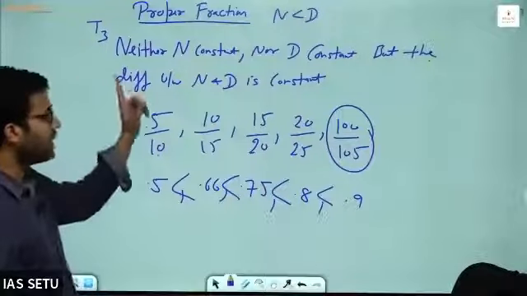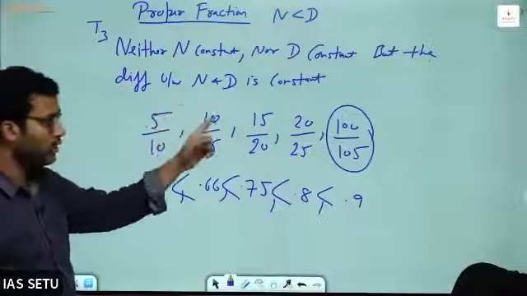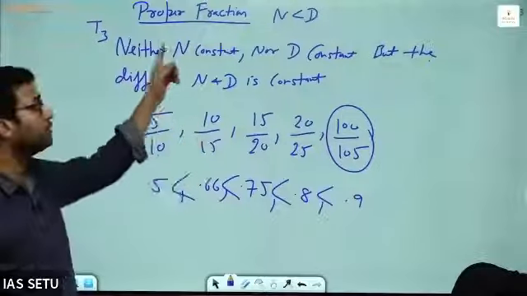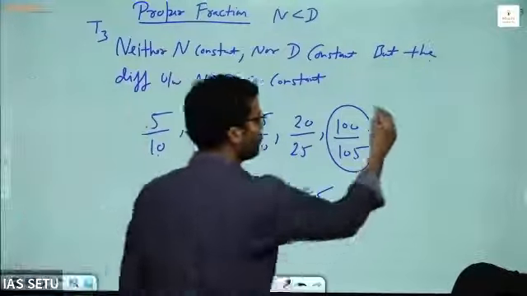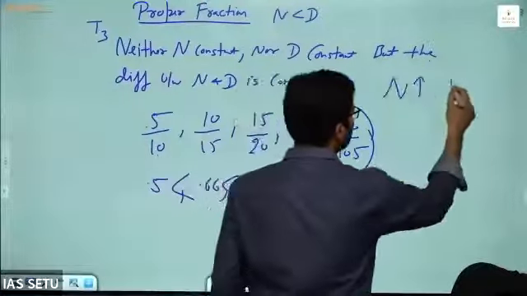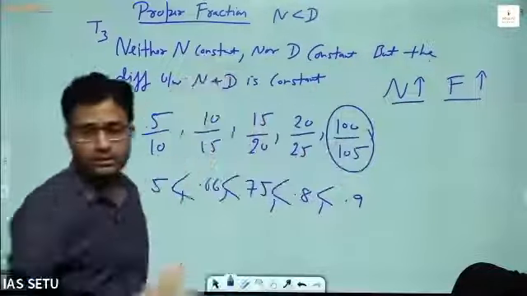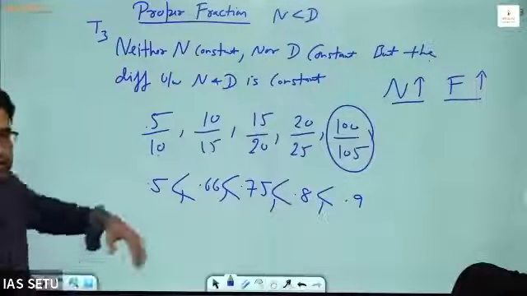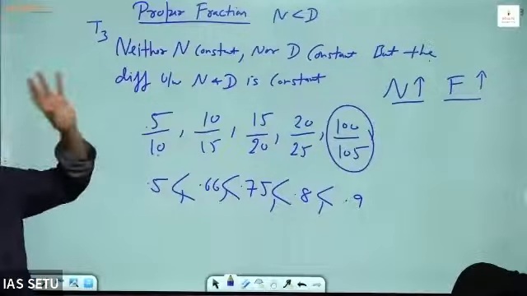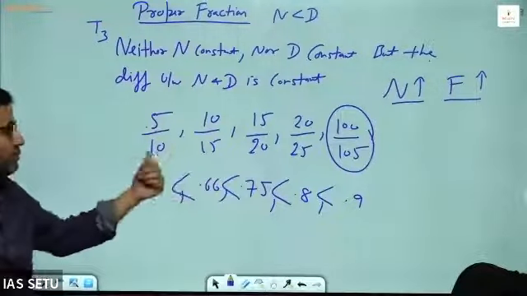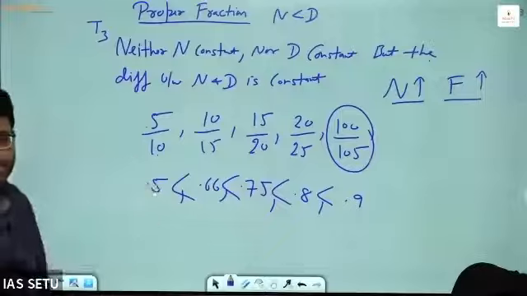So you can say neither numerator constant nor denominator constant, but the difference between numerator and denominator is constant, if it is a proper fraction, as numerator increase, fraction value increase. In this question, जैसे जैसे numerator बढ़ेगा वैसे वैसे fraction बढ़ता जाएगा. 100/105 is the largest, 5/10 is the smallest.